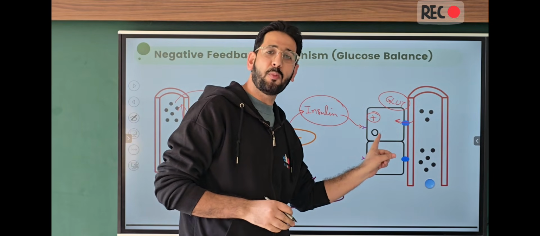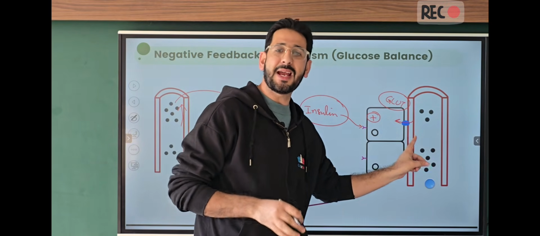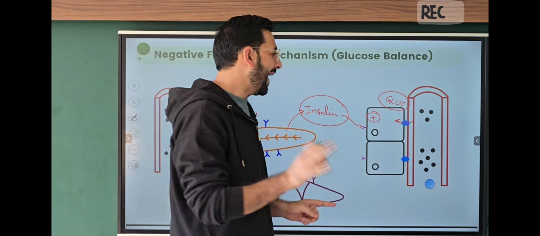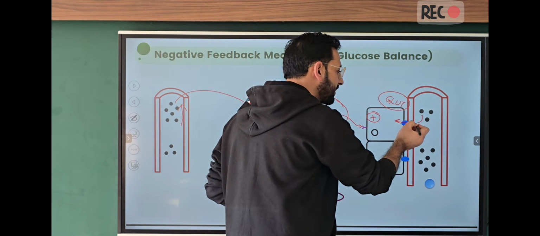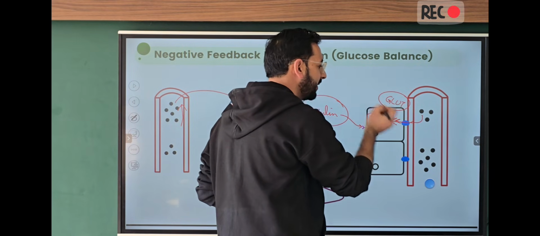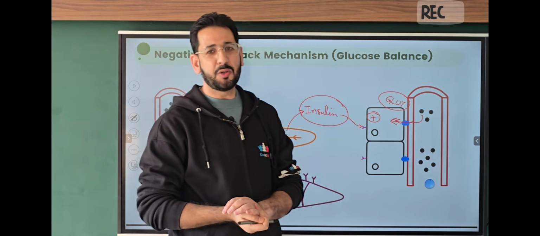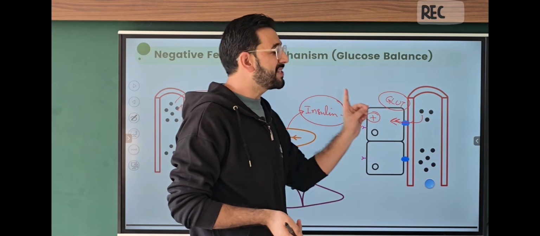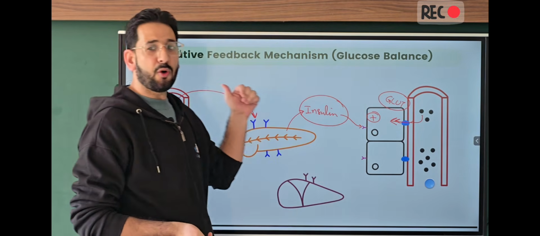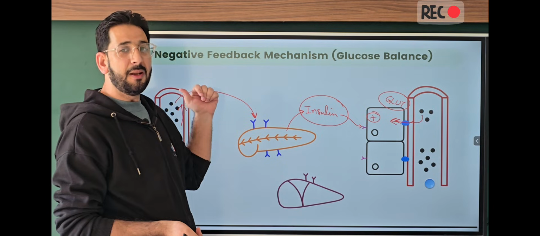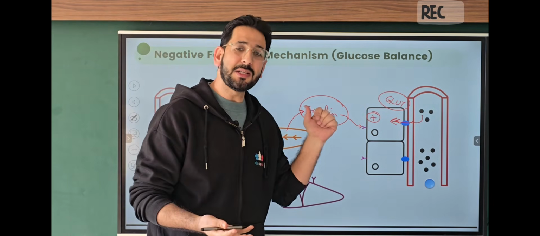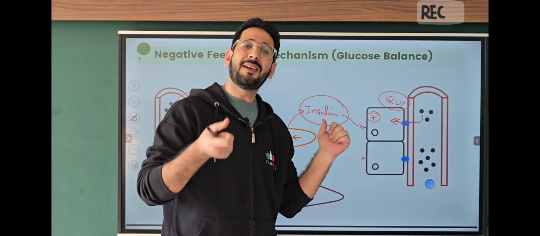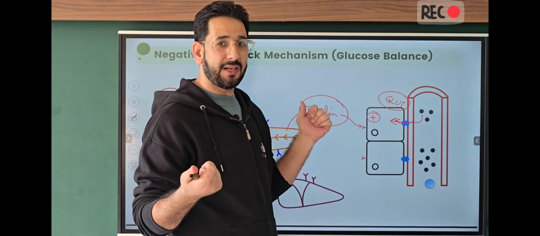It will stimulate the body cells to open these channels, and these channels are specially meant for the transport of glucose. And from blood, this glucose will be shifted into the cell where it can be utilized for the metabolic processes. So we have achieved the goal. The change was increased blood glucose level, and the control center is the pancreas, who detected the change and then decided what has to be done against the change.